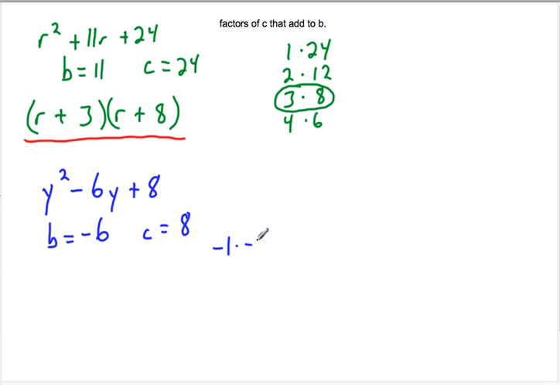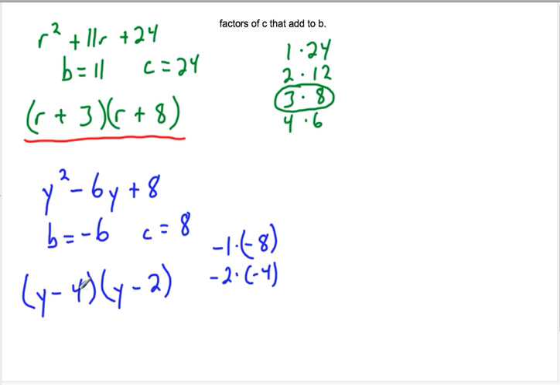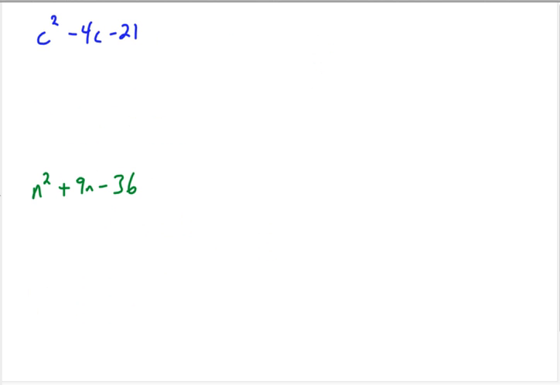So we have -1 times -8. That would be -9. That's no good. -2 times -4. That would be -6. Perfect. So again, we write out our pair of binomial factors. Y has to be in the front of each because we need to get y squared. To get 8, we have -2 times -4. And that's it. Let's check it. Y squared, -4 times -2 is 8. -4y and -2y is -6y.